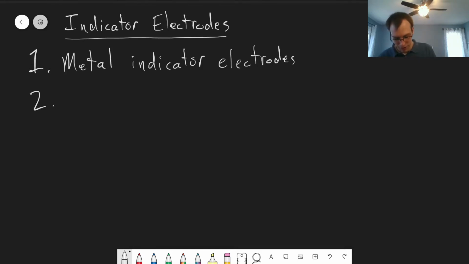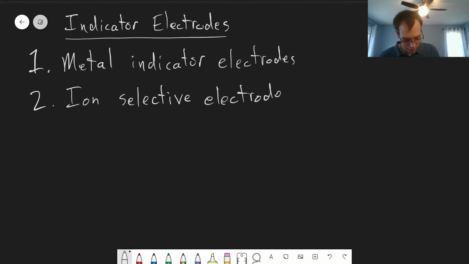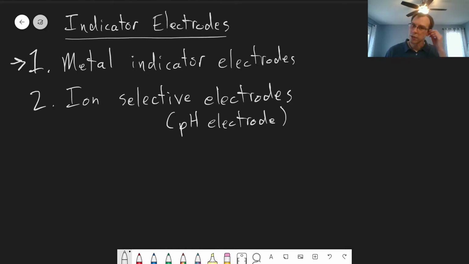The second type of electrode is ion selective electrodes. And these are much more common and much more versatile in the types of ions that they can measure. It's a whole category. There's a bunch of different ways of making an ion selective electrode. One specific example, the most common one, is the pH electrode. This is an ion selective electrode, and we'll talk about the pH electrode in a later video. But first we're going to focus on number one, metal indicator electrodes.